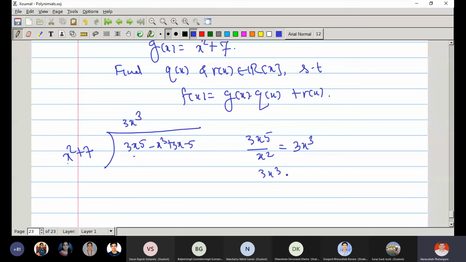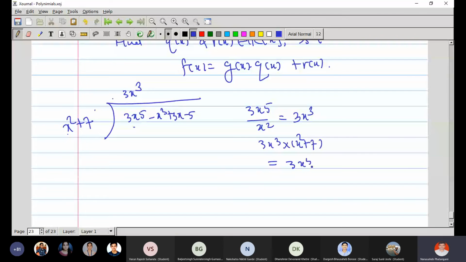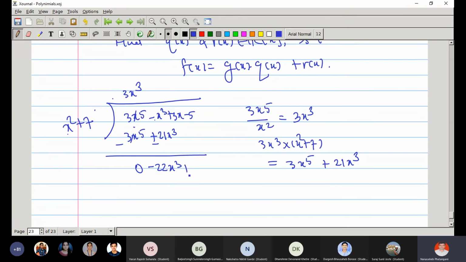Multiply this. What we get? So multiply this to this. 3x raised to 5 plus 21x cube. Correct? 3x raised to 5 plus 21x cube. Change the sign or subtract. So this will get cancelled, 0. So minus x cube minus 21x cube, so minus 22x cube plus 3x minus 5. So bring this down.